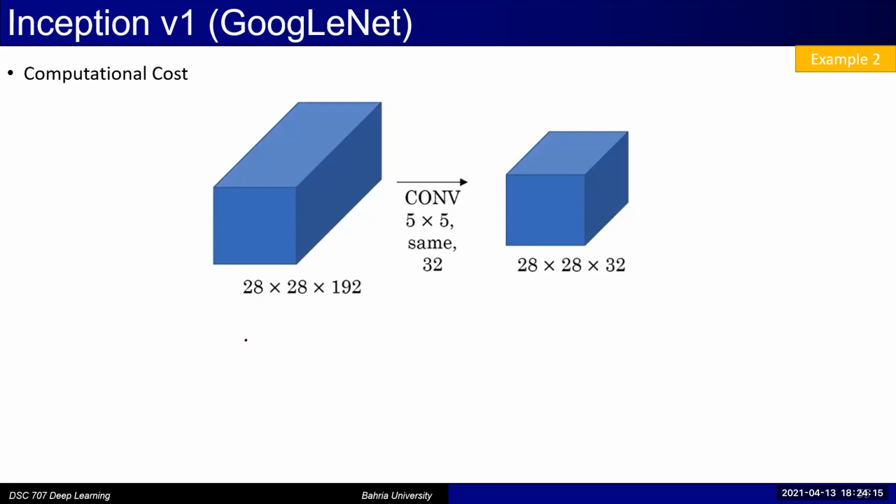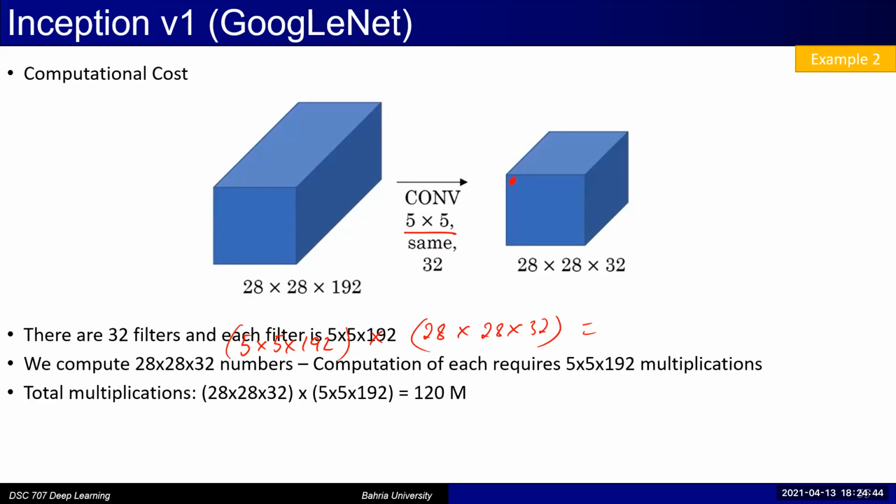So in this example, what is the size of the filter? The size of the filter is 5 cross 5 cross 192. It means in order to compute one value, this is the number of multiplications. And how many values are we computing? We are computing 28 cross 28 cross 32. So this total number, whatever it is, will be more than 100 million. I don't remember exactly. Yeah, it is actually 120 million.